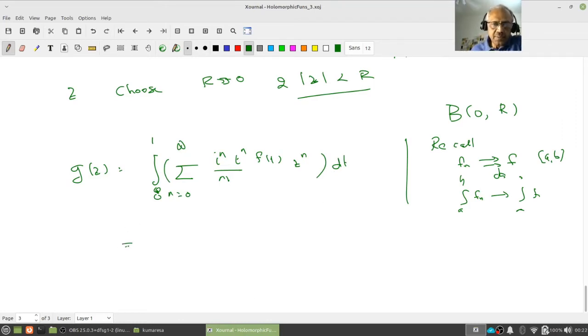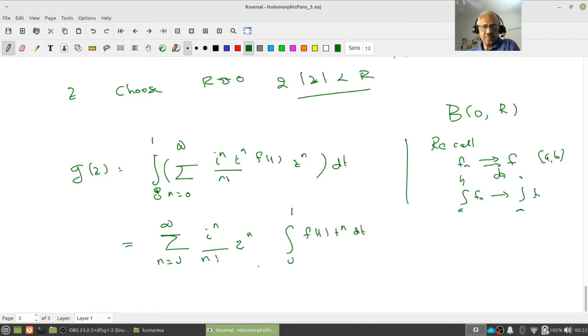Are you following? Therefore, what are the things which will come out? Sum over n equal to 0 to infinity. Whichever does not involve n will come out: i to the power n, n factorial, and z to the power n. Therefore, I am left with the integral from 0 to 1 of f of t, t to the power n dt. Have you understood this?